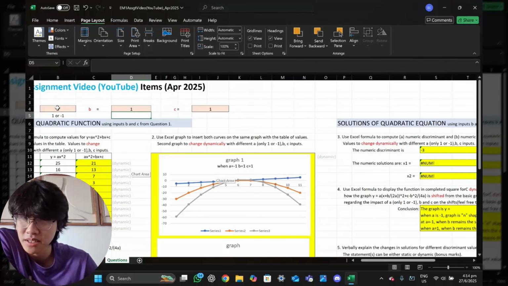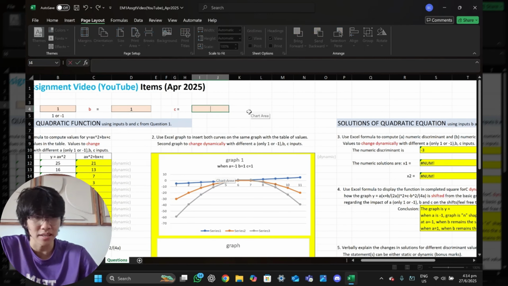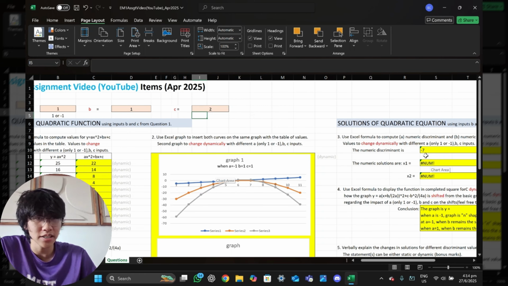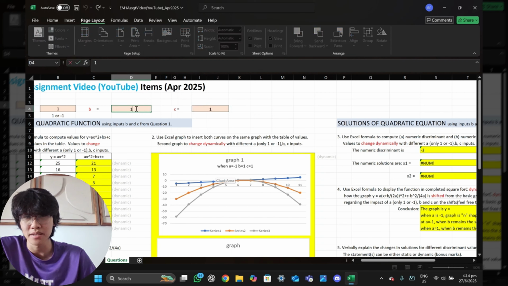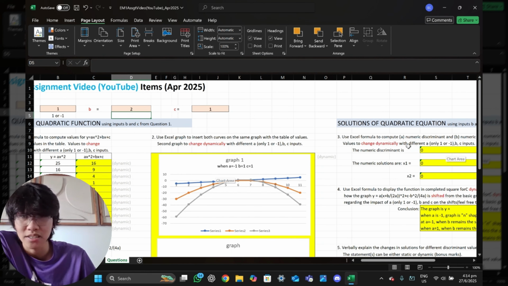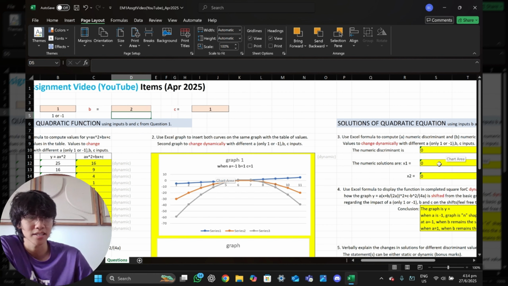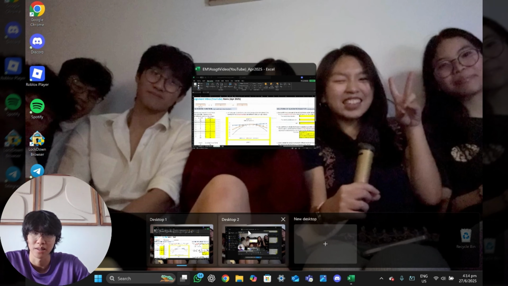So when a equals to +1, b equals to +1, c equals to +1, we can see that this is the discriminant -3. Now let's change c without changing b. We can see that the discriminant actually decreases. So c causes a decrease in the discriminant. Let's change it back. Let's change b without changing c. When we change it, we can actually see that the discriminant increases. So b causes an increase in the discriminant. So this is how b and c affect the discriminant for a equals to +1.